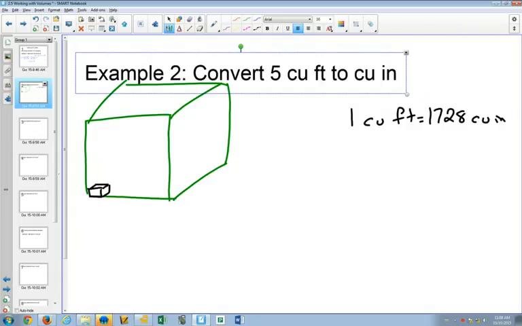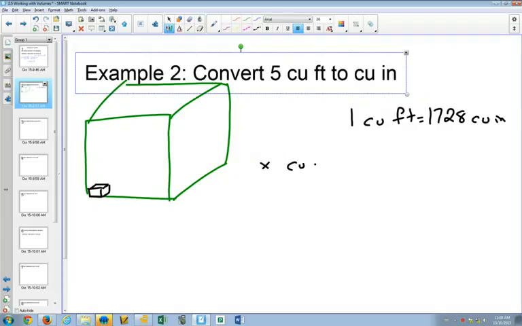So we have 5 cubic feet. We want to convert it to cubic inches. As Jordan already said, we could use a shortcut. Since we know 1 cubic foot is 1728 cubic inches, 5 of them would just be multiplying by 5. If you're unsure whether to multiply or divide, you can set up your proportion.